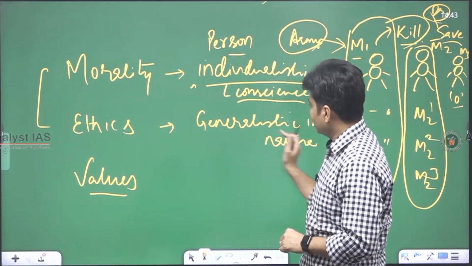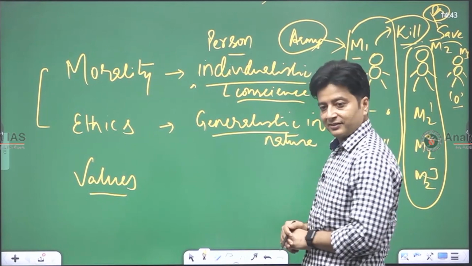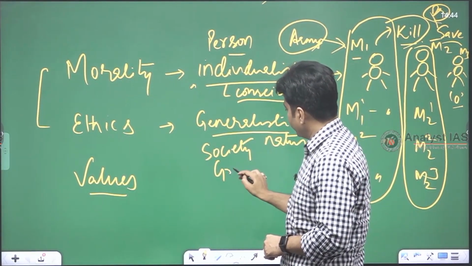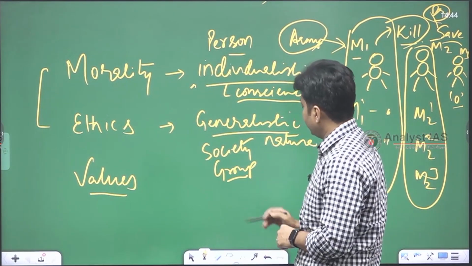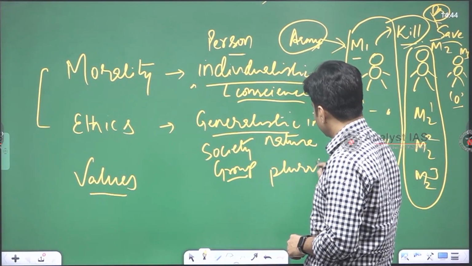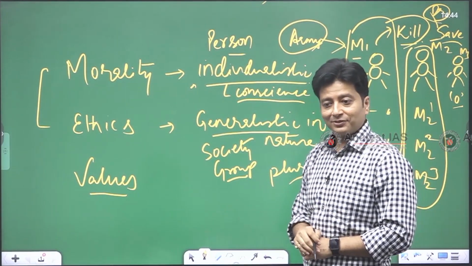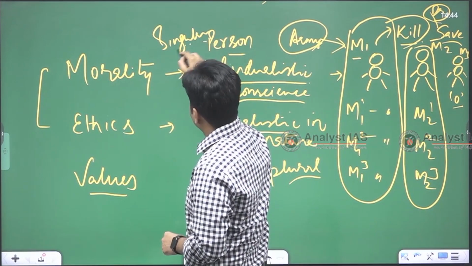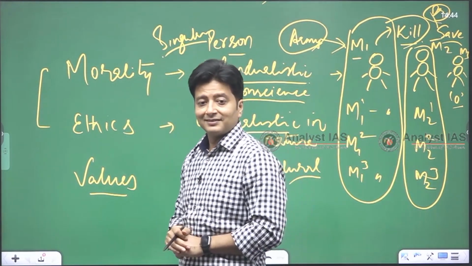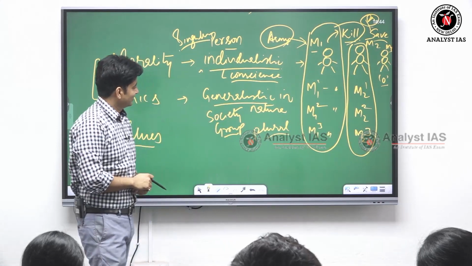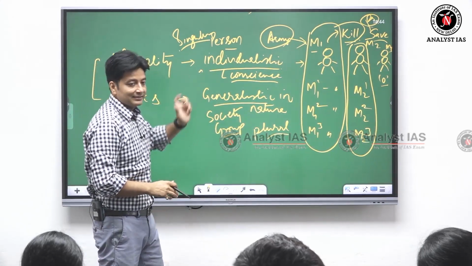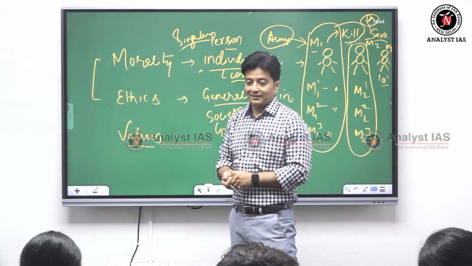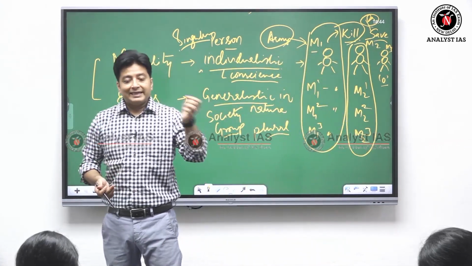Whereas ethics is general in nature, sometimes society based, it is group based, and it is plural in nature. You're getting my point or not? Whereas morality is singular in nature. It is singular in nature. These are the differences.